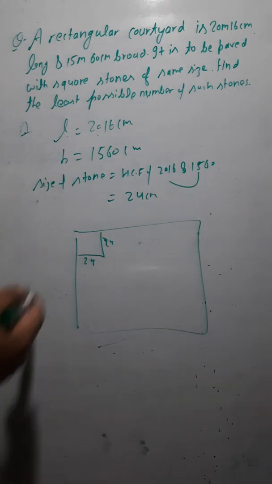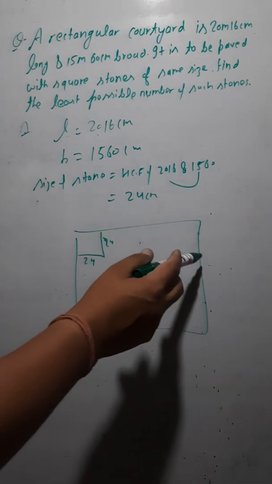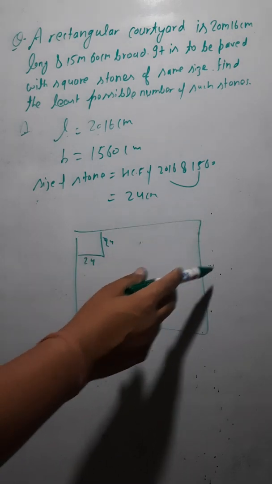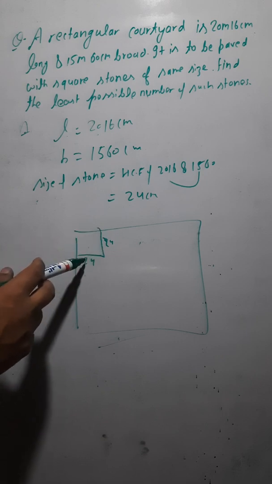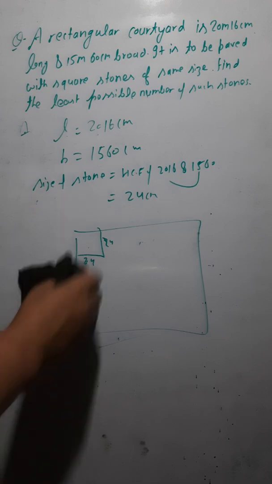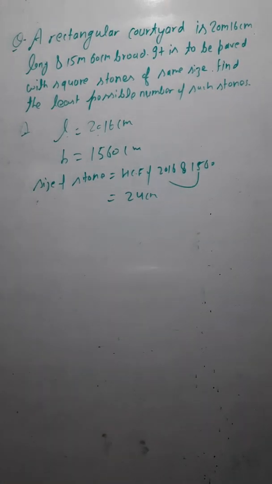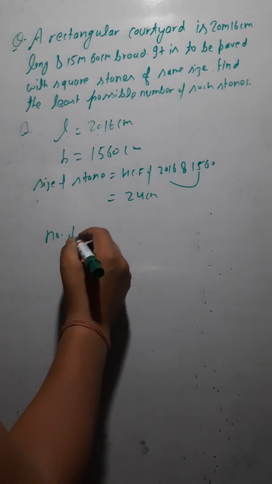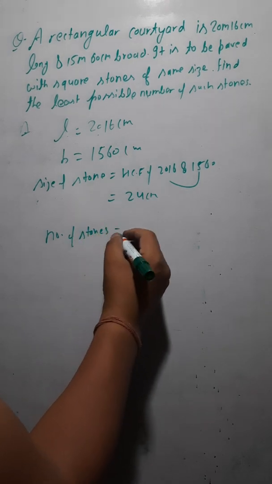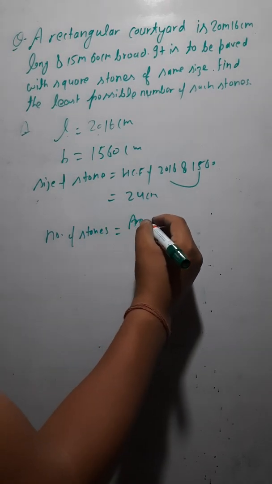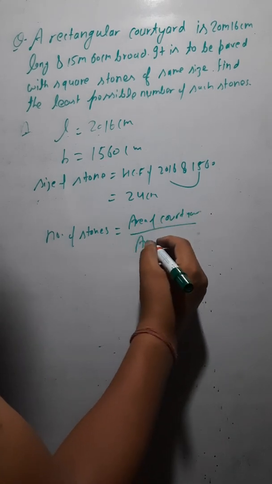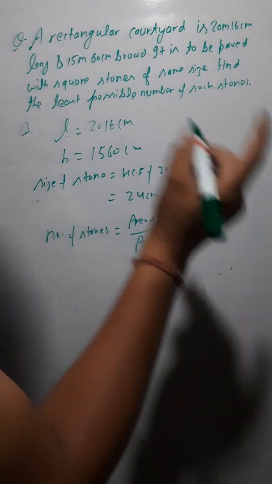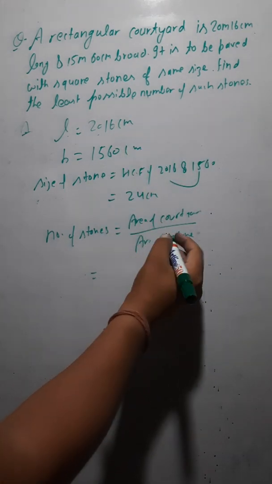Now the number of stones you have to find out. So you have to divide the area of the courtyard, means length multiply breadth, divided by the area of a square. Square is side square, means 24 multiply 24. Okay, now let me solve this here. Number of stones would be equal to area of courtyard divided by area of one stone.